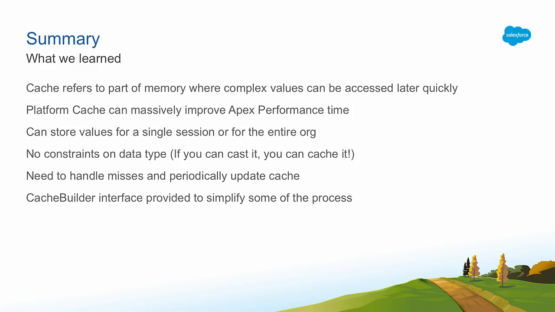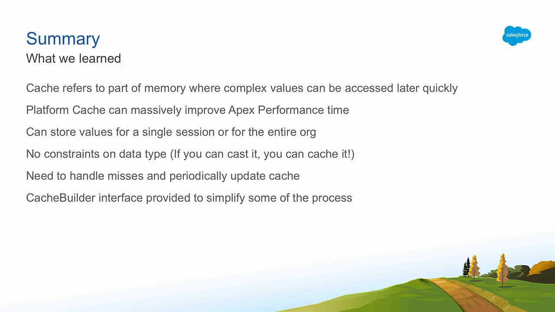We also talked about how you can store values for a single user or a single session or for the entire org. Our demo worked with the org cache because the top 10 accounts are probably going to be the same for everybody. The number of accounts by region are going to be the same for everybody. We also saw there aren't any constraints on the data type. If you can cache it, you can cache it. So whether that's a list of sObjects, a map of primitives, a collection of wrapper objects of some kind, as long as you remember what that is and can cache it appropriately, you can put it into the platform cache.